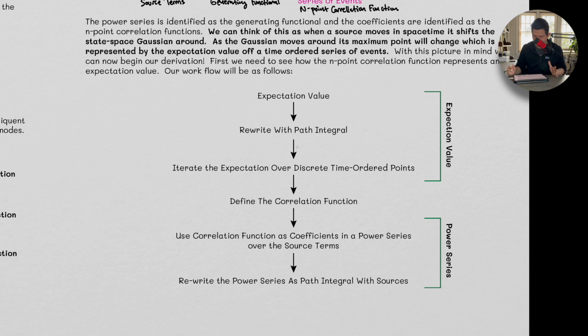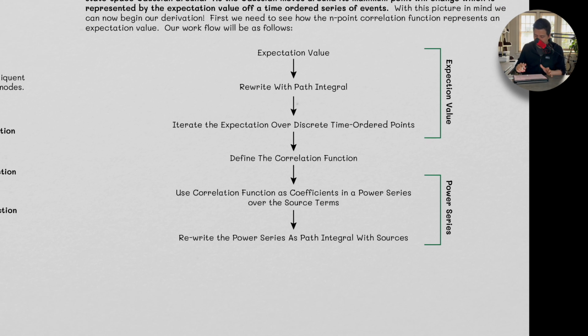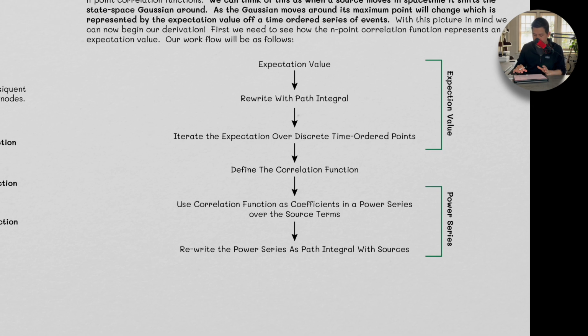Okay. From there, we take the power series. We're going to use this correlation function as coefficients in a power series over the source terms. And then we're going to rewrite the power series as path integrals with the sources. All right, so that is how this is going to go down.